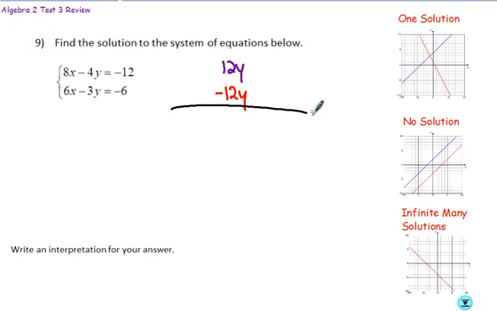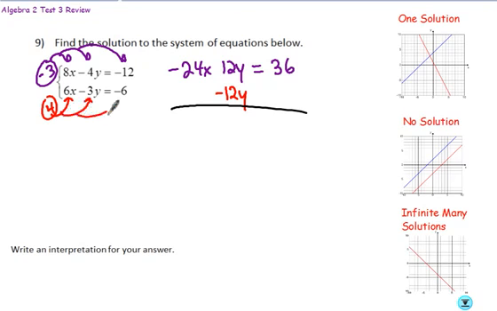Well, I don't have that, so I've got to figure out how I'm going to make that happen. To make negative 4y a positive 12y, I would have to multiply by negative 3. But the way this works is that if you do it to one, you have to do it to everybody, so it's our little golden rule. So negative 24x equals 36. And then on the bottom, how would I turn that into a negative 12? Well, it's a negative 3 now, so if I just multiplied by 4, that would turn it.